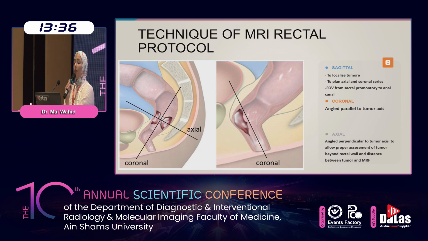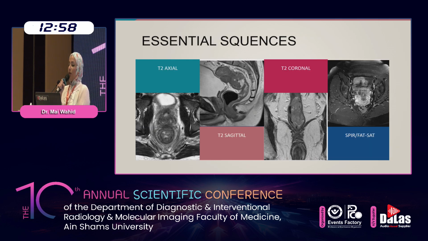So the technique of the MRI rectal protocol, we have three planes. The first important plane is the sagittal plane because it will localize the tumor and it will plan the axial and coronal views. The field of view, we take it from the sacral promontory, which marks the sigmoid takeoff, above which we have the sigmoid colon and below which we have the rectum itself, down to the anal canal. The coronal view is angled parallel to the tumor axis and the axial view is angled perpendicular to the tumor axis, to allow the proper assessment of the tumor beyond the rectal wall and the distance between the tumor and the mesorectal fascia.